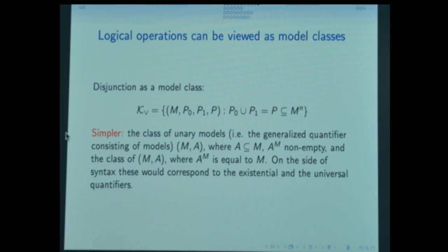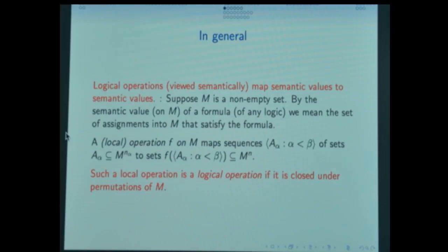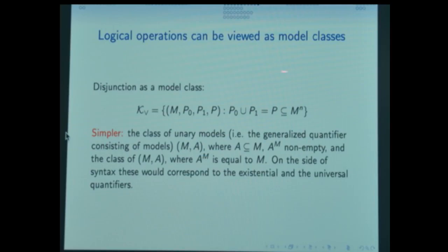Logical operations can be viewed as model classes. For example, here is how you turn disjunction into a model class. Simplest, the class of unary models. A generalized quantifier consisting of models (M, A), where A is a non-empty subset of M, or on the other hand, the class of models (M, A) where the interpretation of A in M is equal to all of M. On the side of syntax, these would correspond to the existential and universal quantifiers.